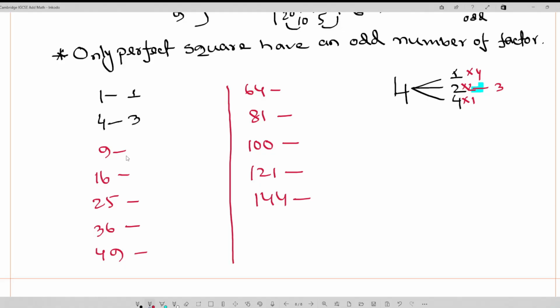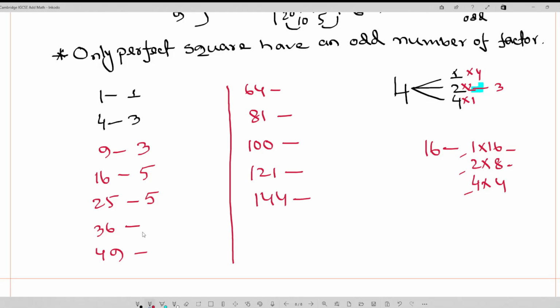So 9, if you find, you will get 3 factors. 16, you will get 5. How? We can check this one. 16, we can write 1 times 16, we can write 2 times 8, then we can write 4 times 4. So 4 is a repeated number, so we will take it once. So 1, 2, 3, 4, 5. It's odd, and here are 5 factors.